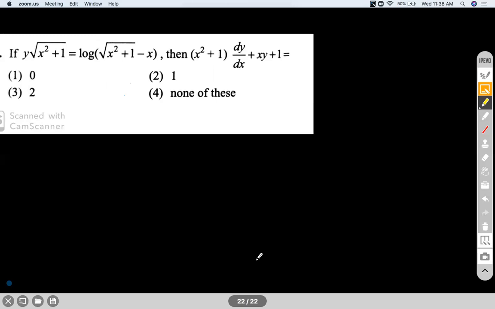If y is equal to this, then prove that, then find the value of (1 plus x squared) dy/dx plus xy plus 1.